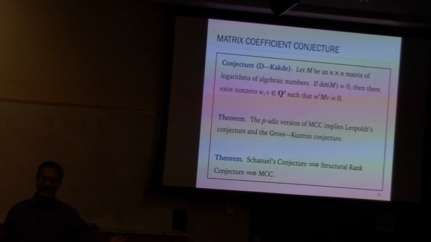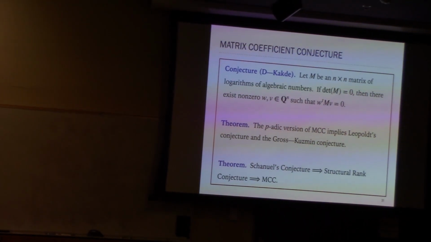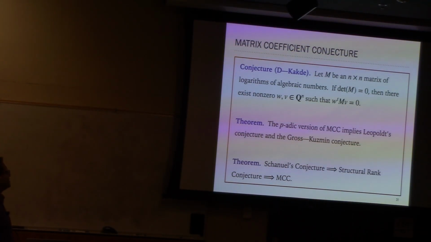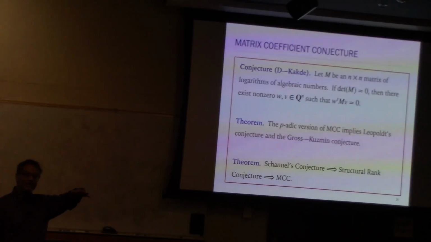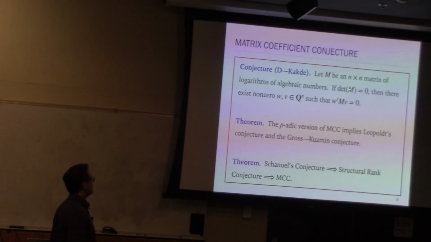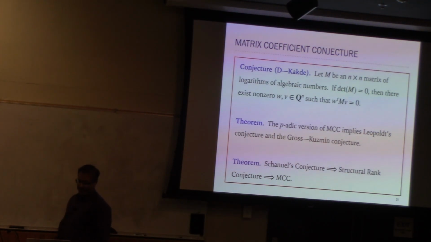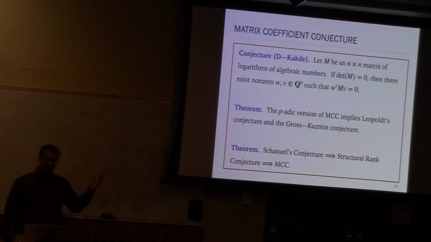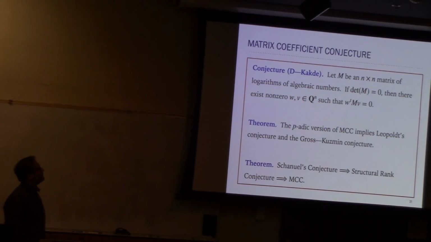It's a new conjecture called what we call the matrix coefficient conjecture, which says that if you have an n by n matrix of logarithms of algebraic numbers whose determinant vanishes, then there exist non-zero rational vectors such that you multiply on the left by one vector and on the right by another vector, you get 0. Okay, so this comes to the language of modular forms. In the Langlands world, this is called a matrix coefficient. It's basically if you change bases, then it is a coefficient of your matrix in that new basis.